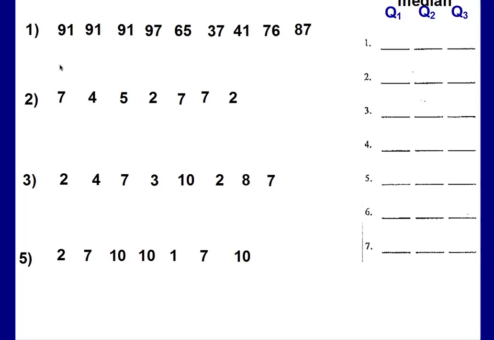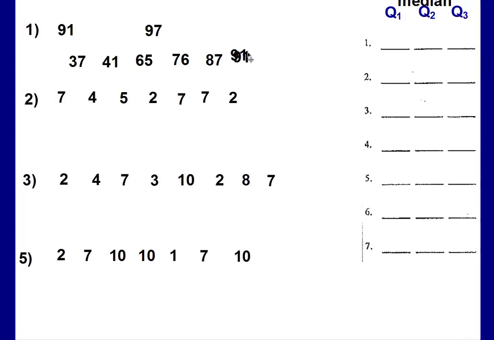Okay, let's start with our first example. First thing you're going to do is always order your numbers from least to greatest. So you're going to need to write it. So here the smallest number is 37, followed by 41, 65, 76, 87. Then there are 3 91s. And then 97 is the last one.